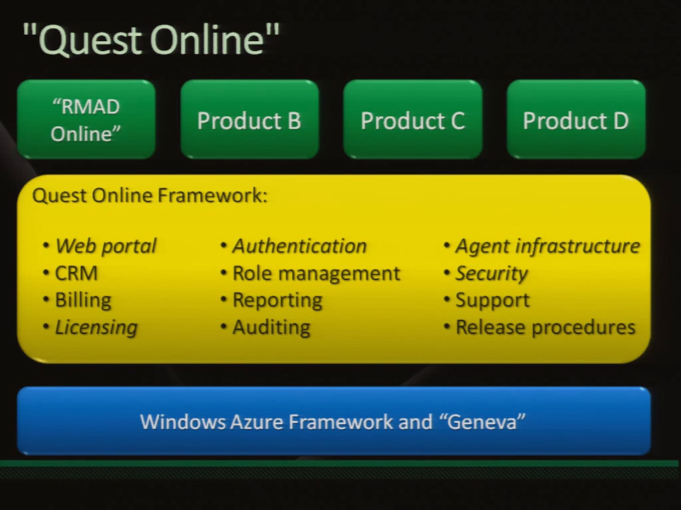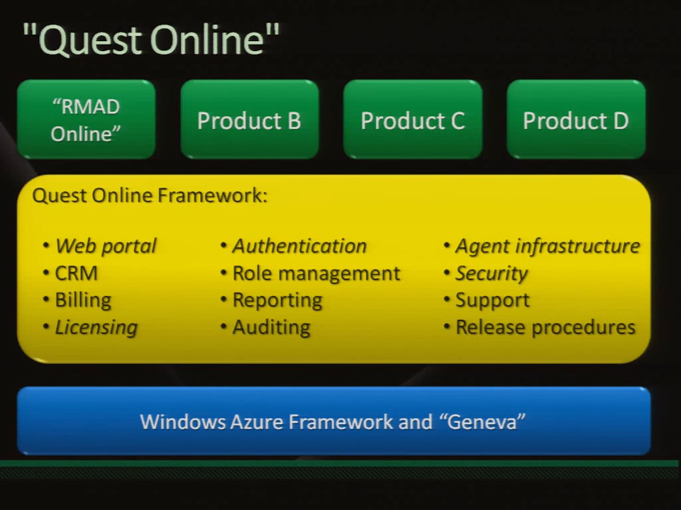So what we are trying to do is build that common framework that we'll then be able to provide to each of our teams so they can just take their product-specific code. For example, Recovery Manager for Active Directory is our AD backup and recovery tool that's likely to be the first one to be plugged into that and use that common framework.